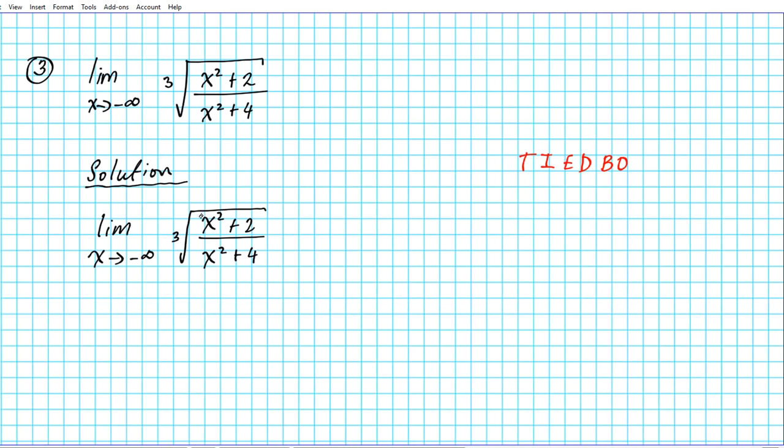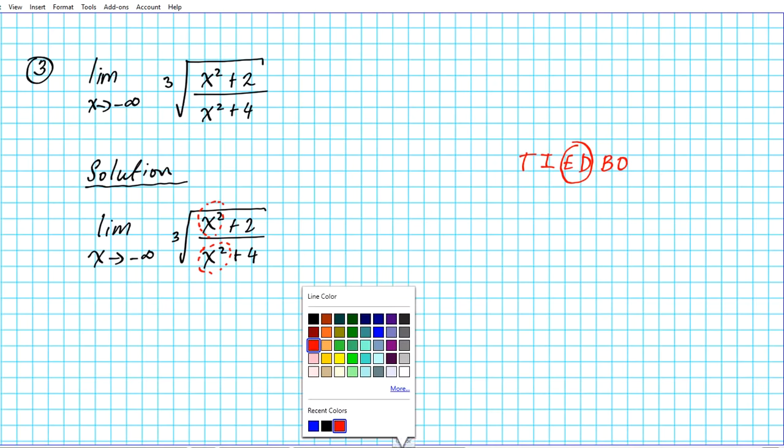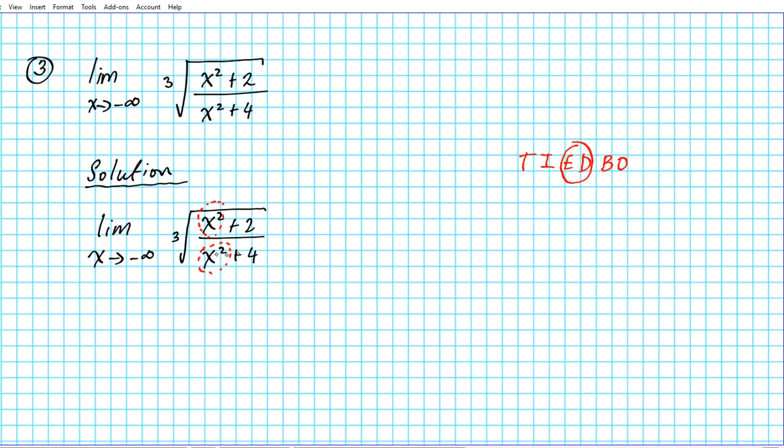Alright, so let's take a look at this right here. If you compare the degree of the numerator to the denominator, what do you notice? They both have the same degree. So it's going to be equal weight. Okay, so we're going to be dividing. Now, something to consider in this case is that we have a cube root on the outside, so that will have to be considered too. So this problem reduces to the limit as x approaches negative infinity of the cube root of 1x squared divided by 1x squared.